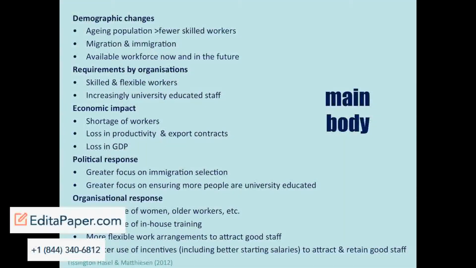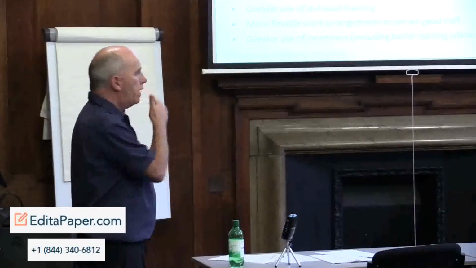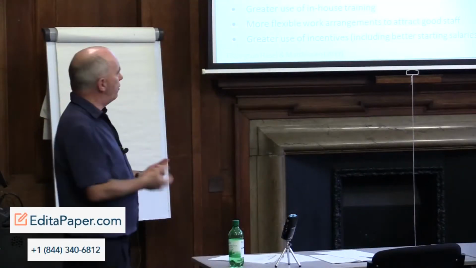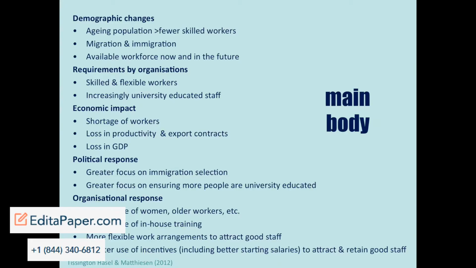The main body. Well, quite a lot of points there. He's talking about the demographic changes, so he's going to mention that first. Oh, the ageing population, and there are fewer skilled workers. Migration and immigration are factors. What's the available workforce at the moment, and what's it likely to be in 10 years' time, or 20 years' time? What do organisations need? They want skilled and flexible workers. And they want more and more university educated staff.